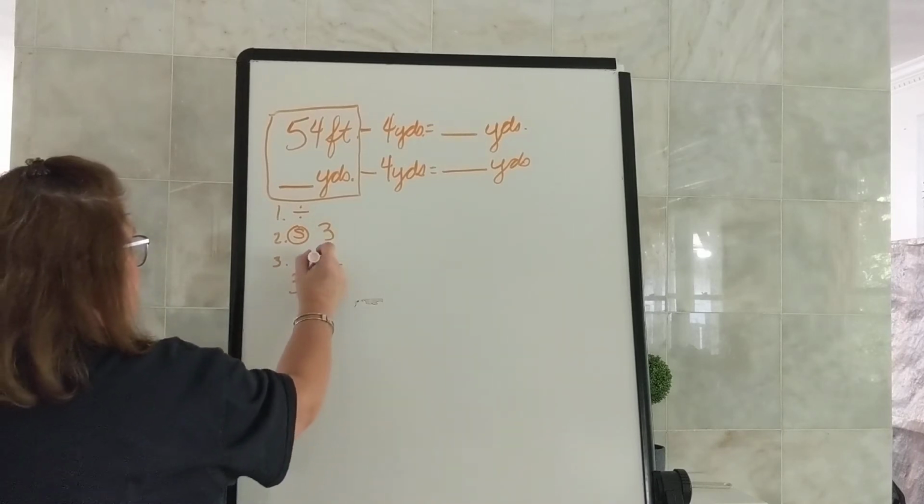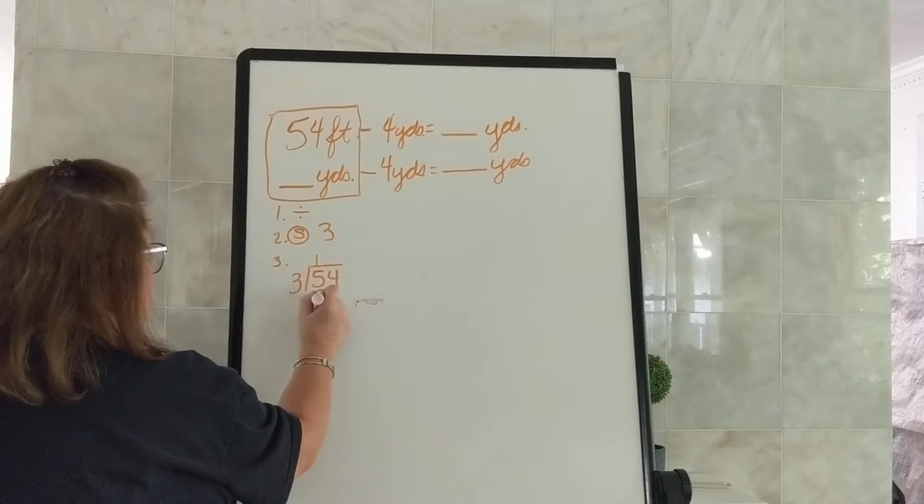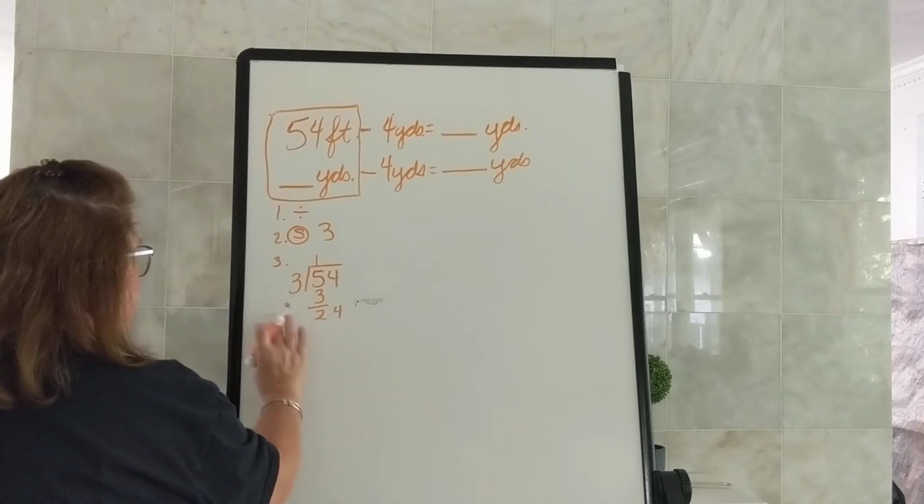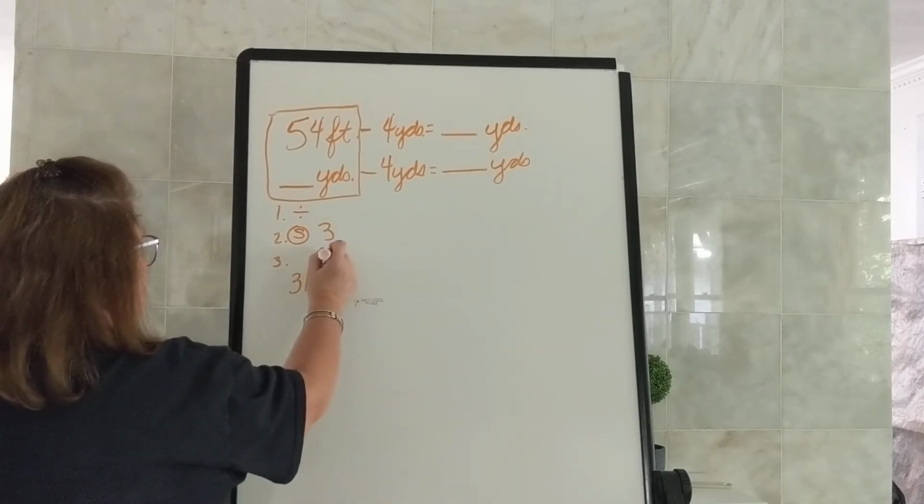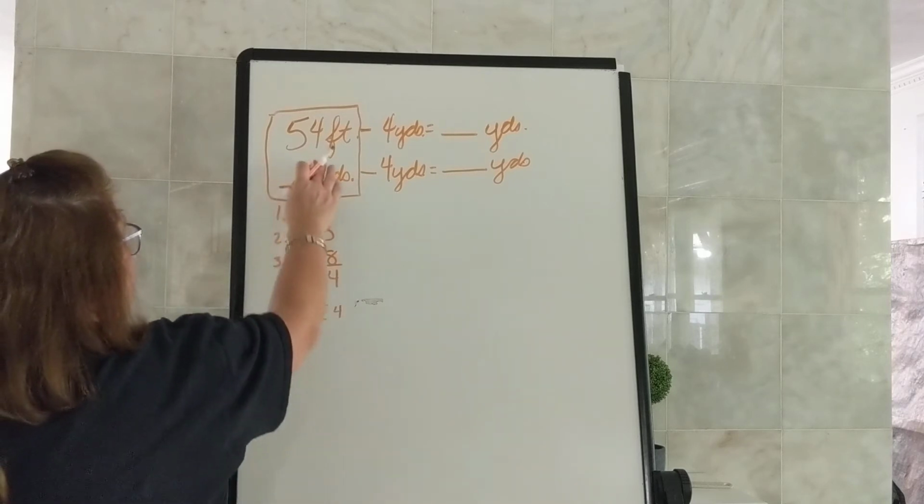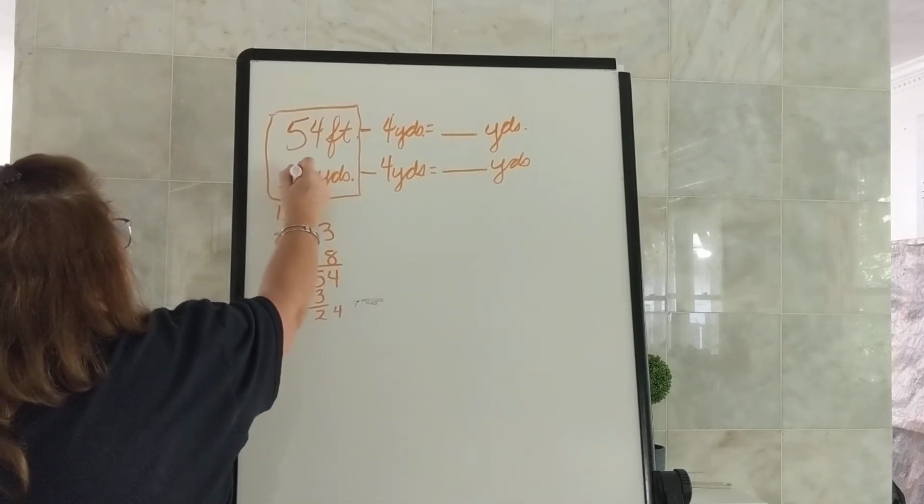3 will go into 5 one time. 1 times 3 is 3. 5 minus 3 is 2. It is smaller than our divisor. We bring down our next digit, which is a 4. 3 will go into 24 8 times. So 18, 54 feet equals 18 yards.